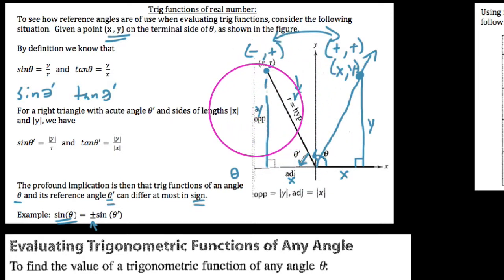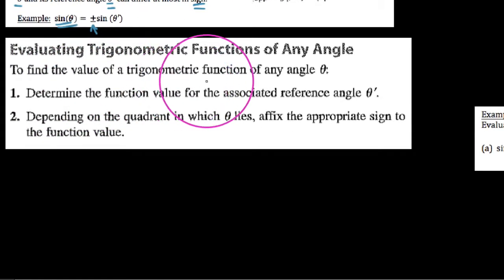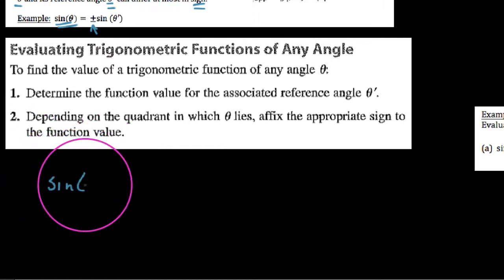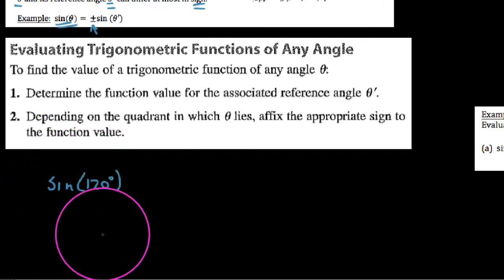So why not just use the reference angle, because we know reference angles very well. To find the value of a trig function of any angle theta, here's what we're going to do. It says determine the function value for the associated reference angle first. That is, if somebody asks me to go find, say for instance, the sine of 120 degrees.